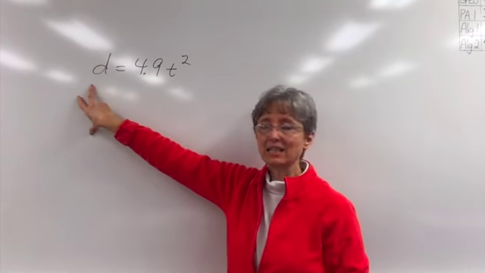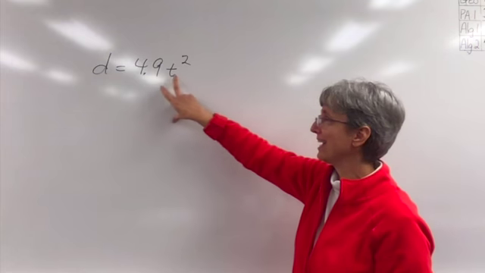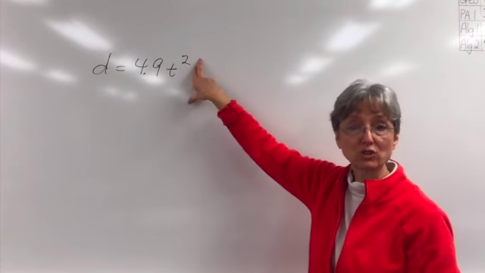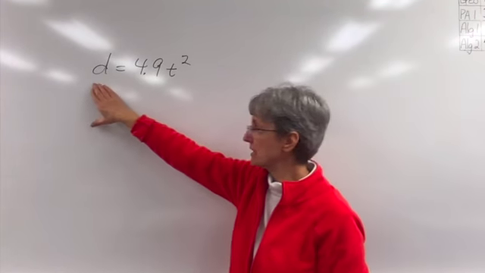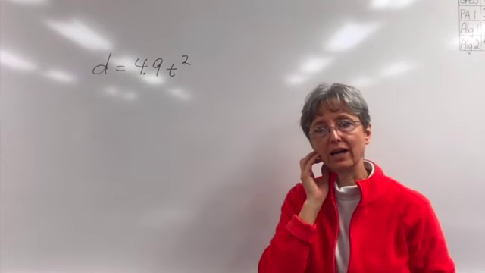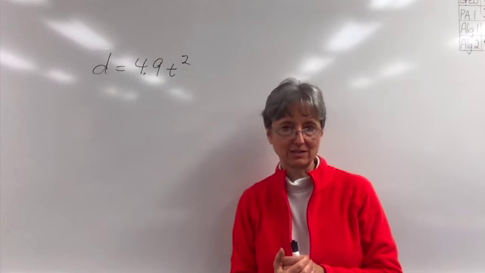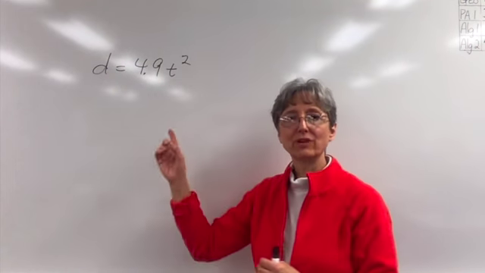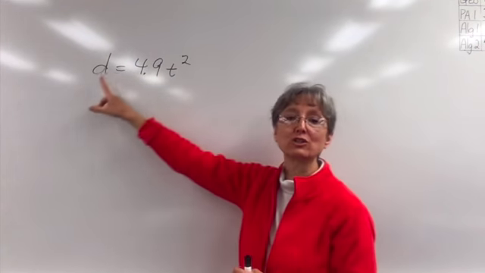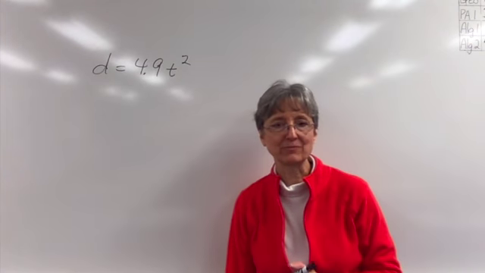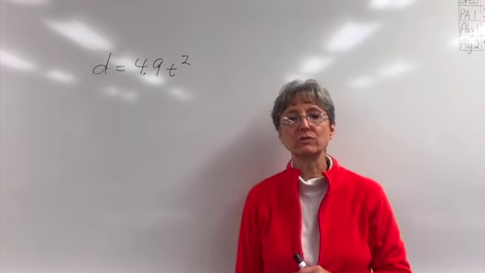The distance that they fall is 4.9 times the time in seconds squared. So this gives the distance in terms of the time. Let's say they want the inverse of this. The inverse function would be the time in terms of the distance. So you're asked to find the inverse of this formula.